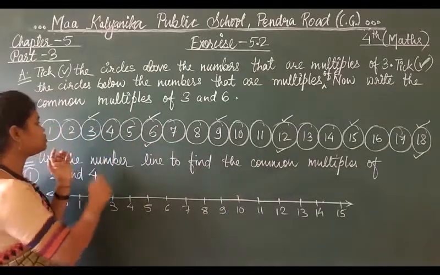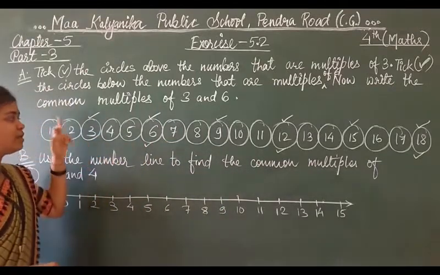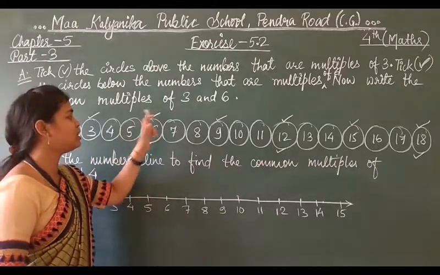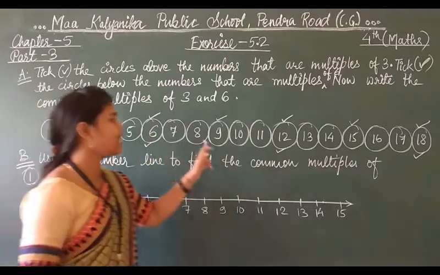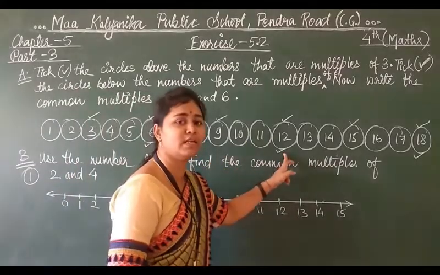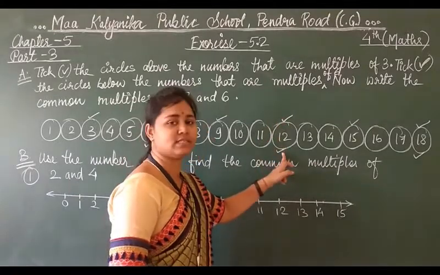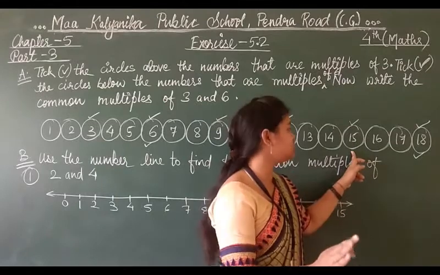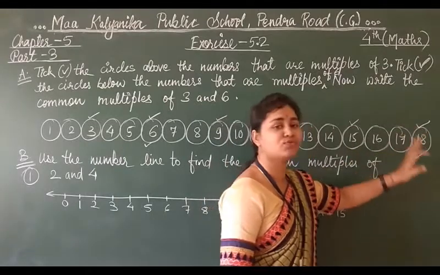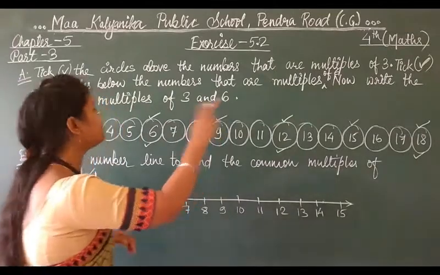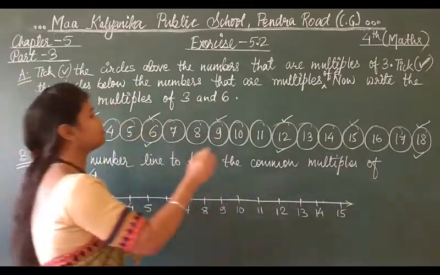So see here, now students, 3 is the multiple of 3 and not 6. 6 is the multiple of 3 as well as 6. 9 is the multiple of 3, not 6. 12 is the multiple of 3 as well as 6. 2 ticks are there. Now 15 is the multiple of 3 but not 6. Now 18 is the multiple of 3 and 6 both. So students, now the question is given. Now write the common multiples of 3 and 6.